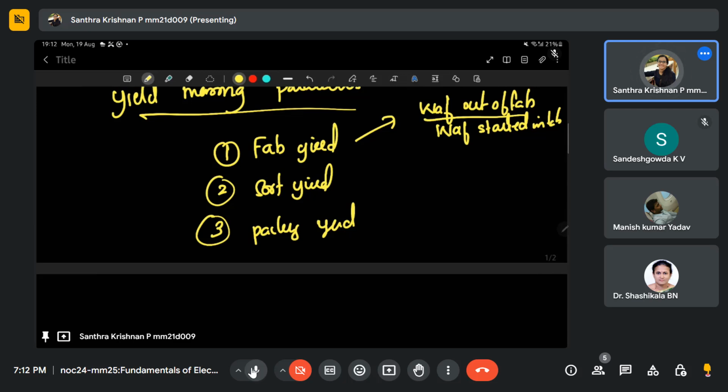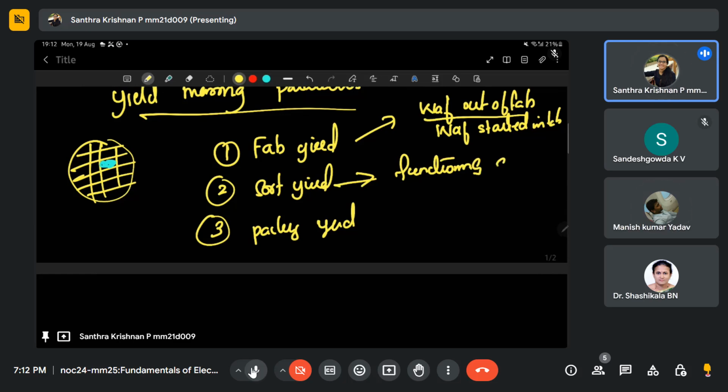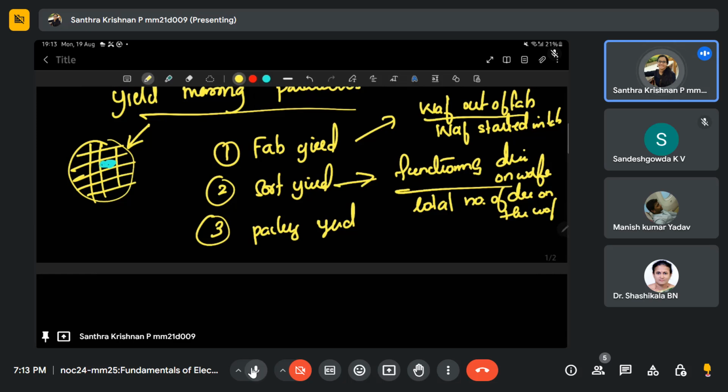Then we have sort yield. Sort yield is the number of functioning dies to the total number of dies. In a wafer we had divided it, right? So each of these functional units is known as a die. So in sort yield we have functioning dies, that is the good ones, on the wafer, divided by the total number of dies on the wafer. Even if there are, say, hundreds of dies, the usable ones will be something like 95 or 98. That ratio will give you the sort yield.